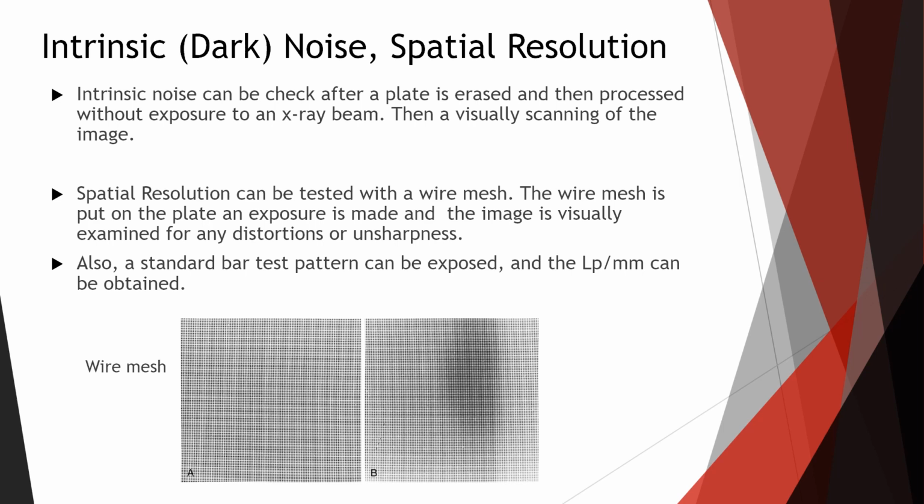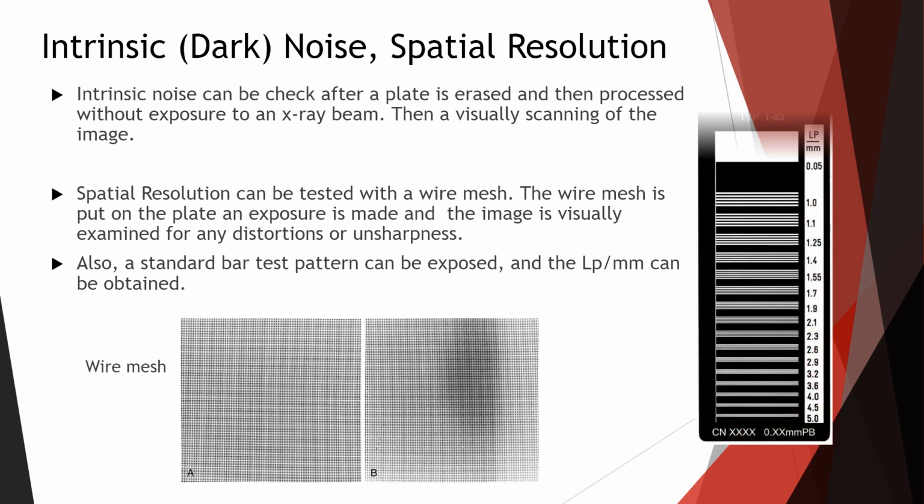Also, the standard bar test pattern can be exposed, and the line pairs per millimeter can be obtained. So we can find the spatial resolution of the system, make sure it's still within the acceptable limit that it needs to be with the bar pattern test. Okay, and these would be the line pairs per millimeter, and you should be able to see clarity down to a certain amount. And if you can't, it's not within calibration. Something needs to be fixed. Something needs to be changed.